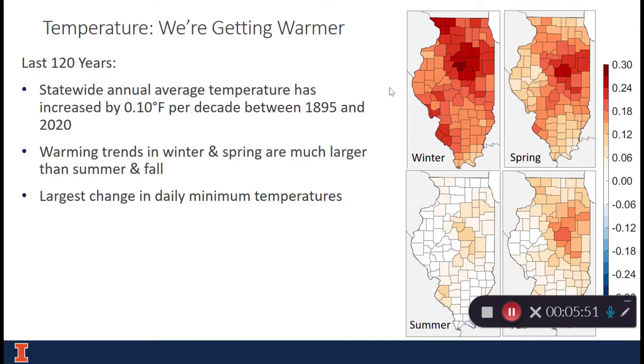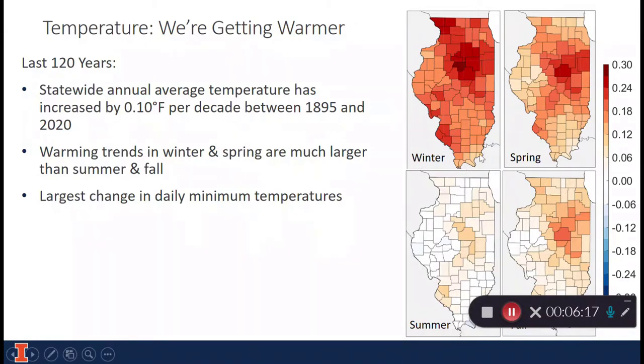Overall, in Illinois, over the last 100 to 150 years, we have gotten warmer. Over the last 120 years specifically, the statewide annual average temperature has increased by about 1/10 of a degree Fahrenheit per decade. So we're about anywhere between 1 and 1.5 degrees Fahrenheit warmer now than we were at the turn of the 20th century. What I'm showing you here on the right-hand side, these maps are showing the different warming rates by county per season.